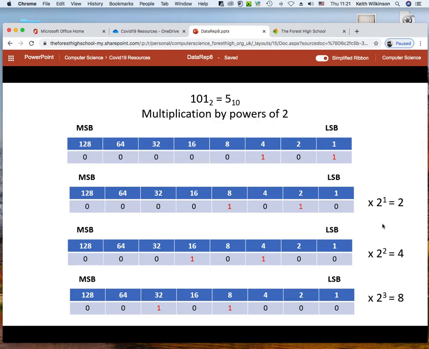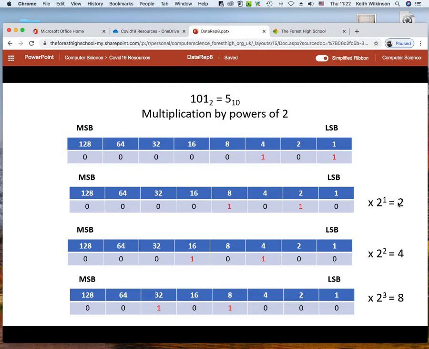So let's see this in maths. 2 to the power 1 is the same as saying 2. 2 to the power 2, or 2 squared as you know it, is 4. 2 to the power 3 is 2 cubed, or 8. So this is the same as saying multiply the beginning one, which is 5, by 2.